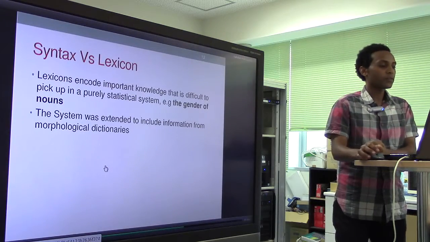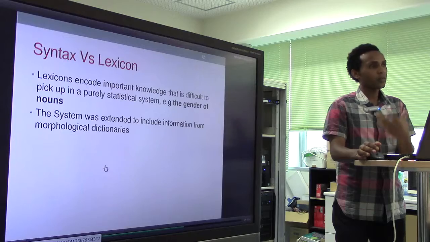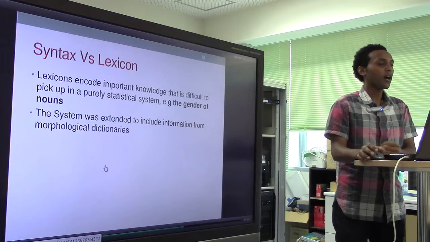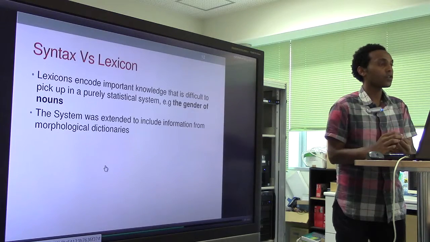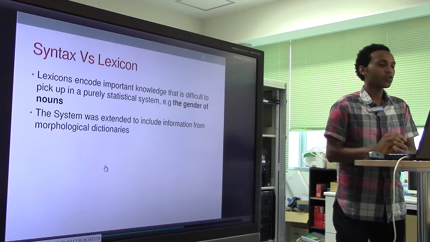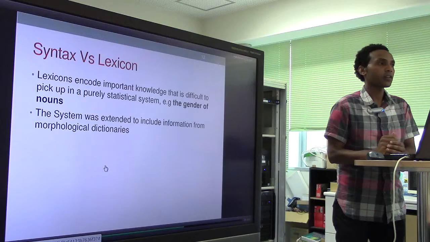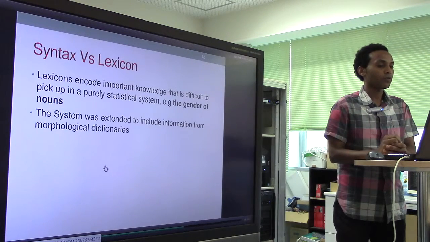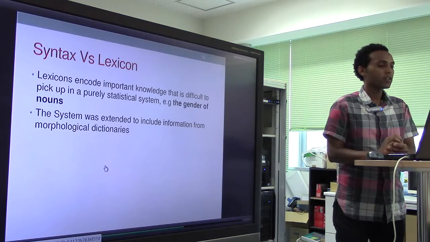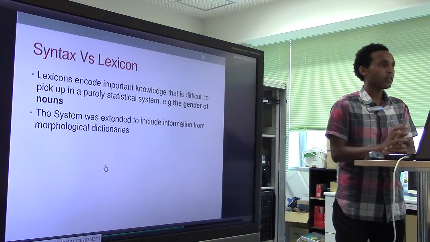Now that they know there is some improvement, that the system can learn something from the addition of the syntactic features, how about if we compare it with features which are extracted only from lexicons or morphological dictionaries? They wanted to see which one is more useful in increasing the performance of the system. Lexicons encode important knowledge that is difficult to pick up in a purely statistical system, such as the gender of nouns. This is embedded in lexicons of words, but it is difficult to pick up from a statistical system.